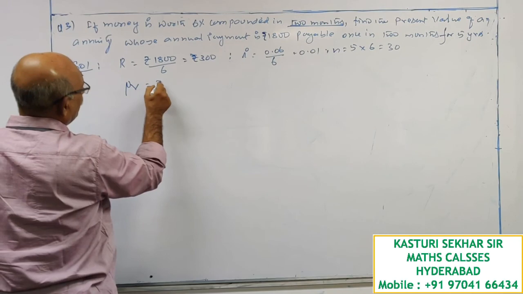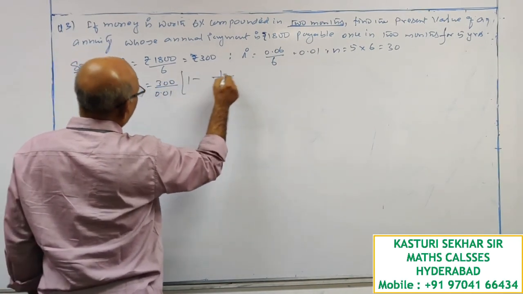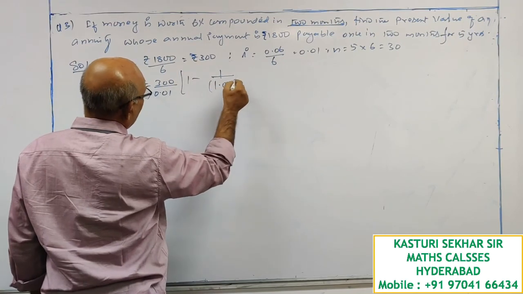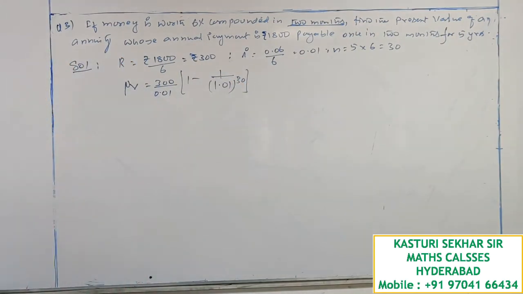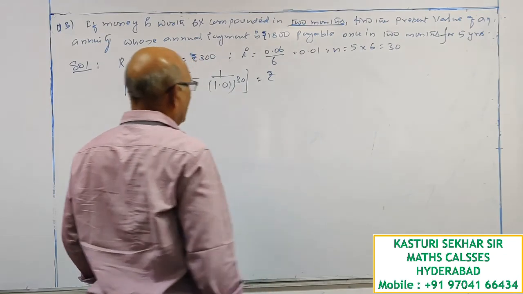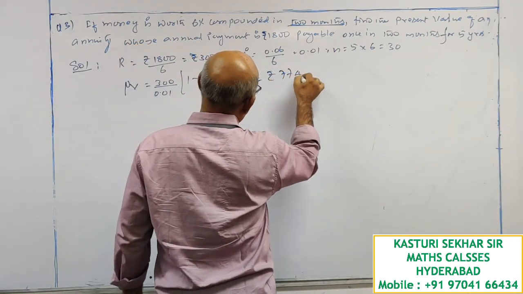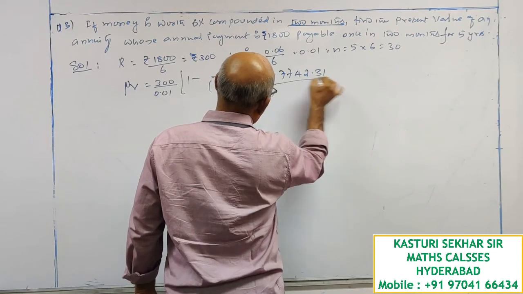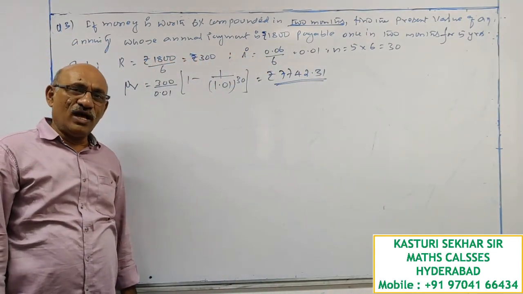Present value is equal to 300 divided by 0.01, 1 minus 1 by 1.01 whole power 30. So, using your calculator, you can simplify. You will get this as rupees 7742.31. This is the answer to this question.